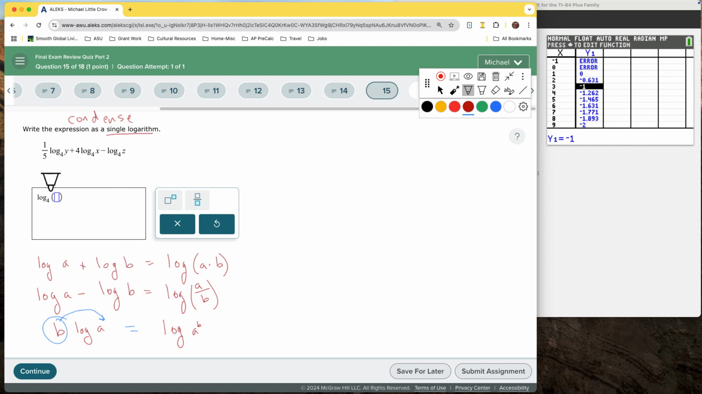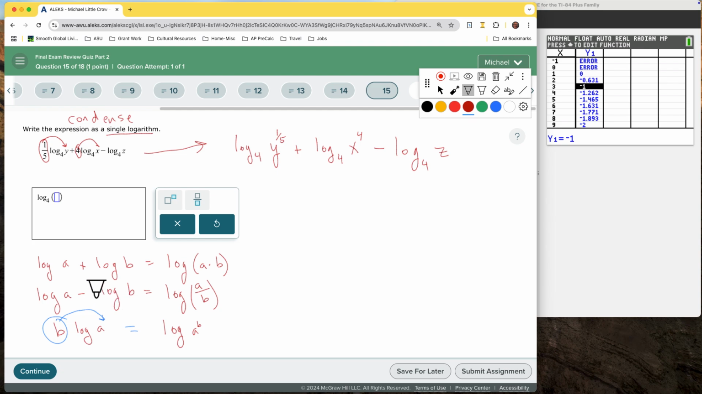What we want to do first is tuck everything into the logarithm. So this 1/5 is going to become an exponent. This 4 is going to become an exponent, and there's nothing here. You could say there's a -1, but I'm just going to leave it as a negative and not worry about that. So first step is we get log base 4 of y to the 1/5, plus log base 4 of x to the 4th, minus log base 4 of z.